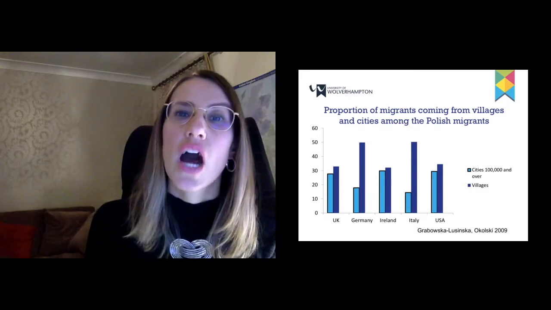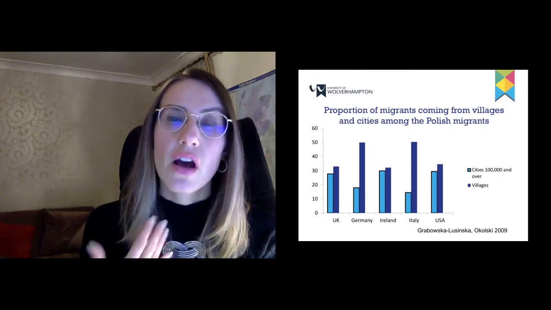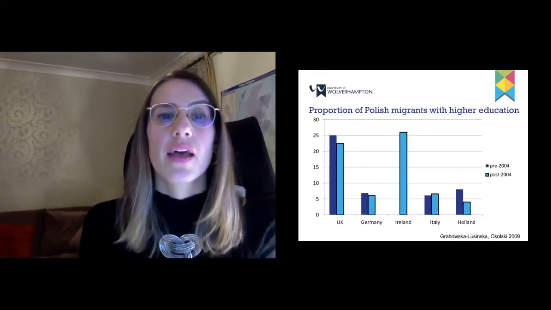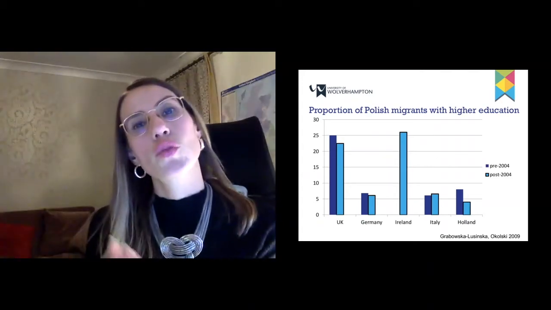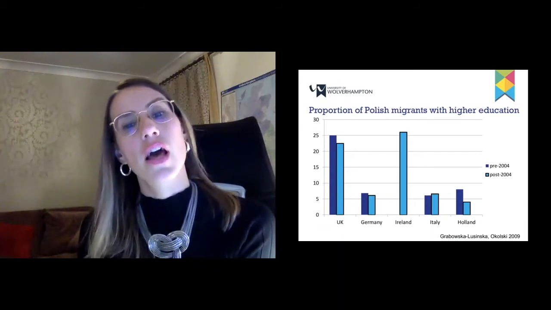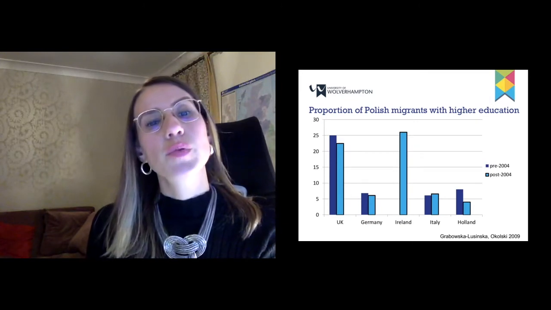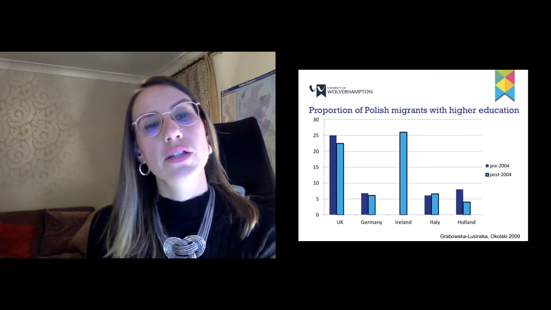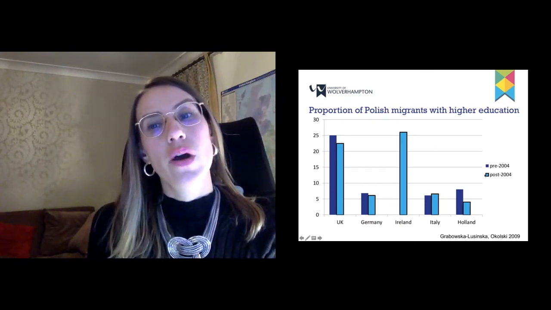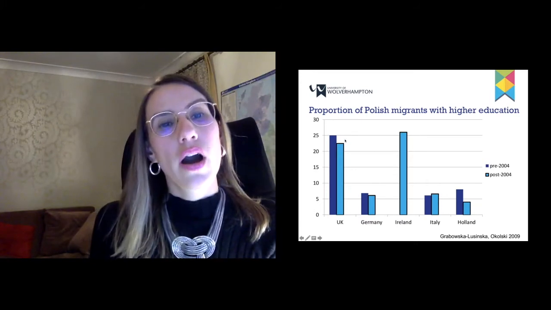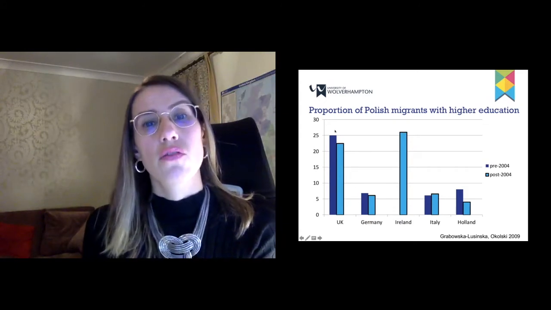Let's look at a chart talking about education, the level of education, something that I have already mentioned. So when we look at the levels of education of Polish migrants migrating to different destinations, you will see that people who migrated to the United Kingdom following EU accession had a considerably high level of education.